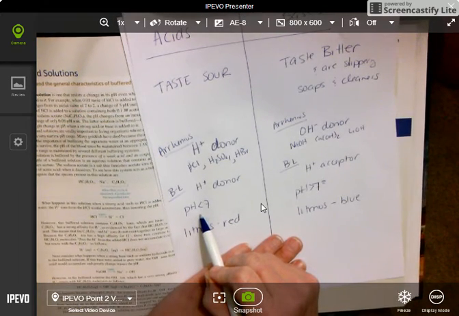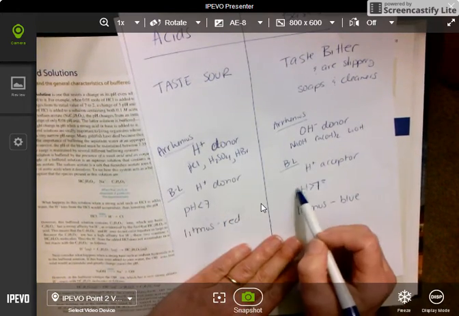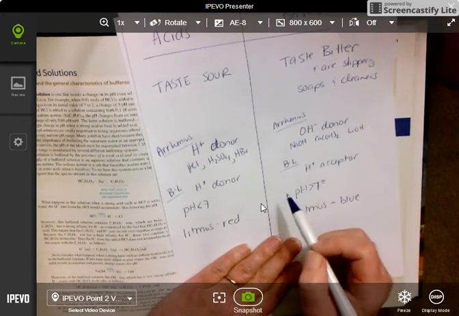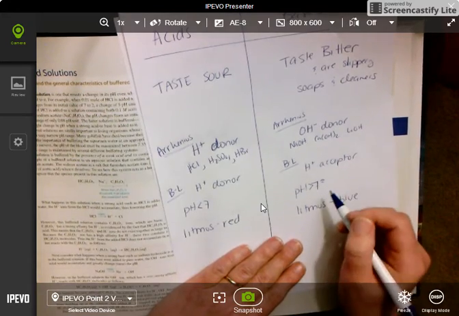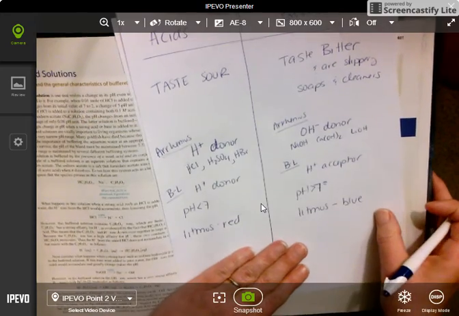The pHs of acids are always less than 7. 7 is neutral. Below 7 is acidic, above 7 is basic, and you probably remember this already, but your pH goes up to 14. It doesn't go past 14, or we don't deal with that.